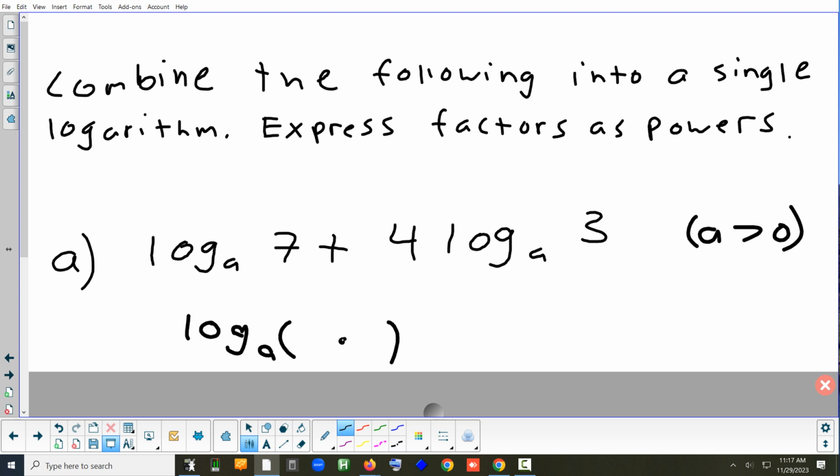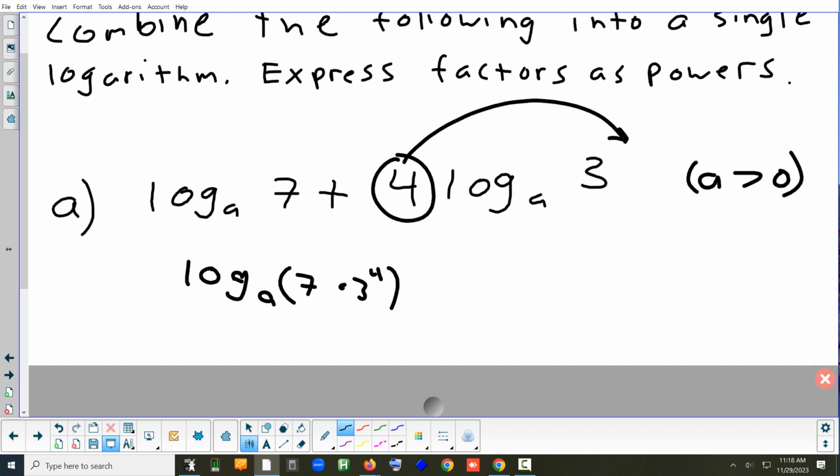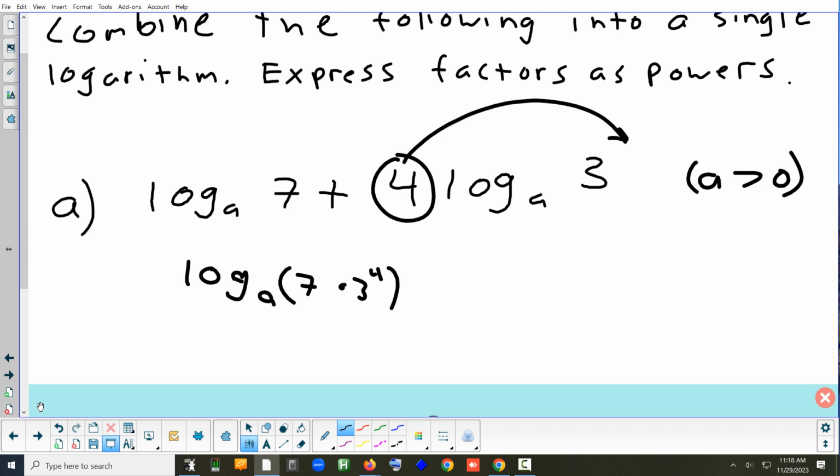So two things are going to be multiplied together. What's the first thing that gets multiplied? 7. And what's the second thing? 3 to the power of 4. This should go back as an exponent. Do you express that as equals or just 3 to the power of 4? We want to do that out now. So 3 to the 4th power, how much is that? 81. And then 81 times 7, 567.